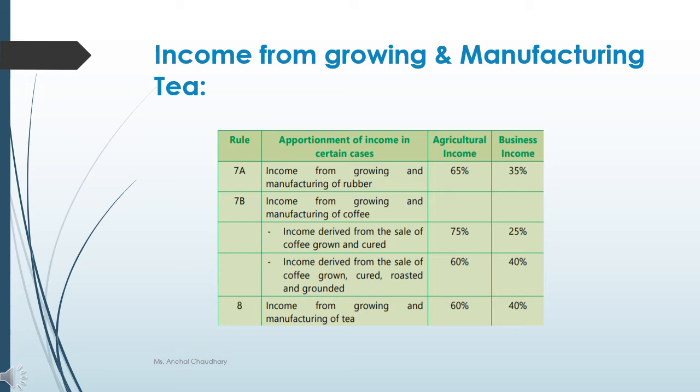When income from growing and manufacturing of tea is given to you, in that case 60% will be your agricultural income and 40% will be computed as your income from business.